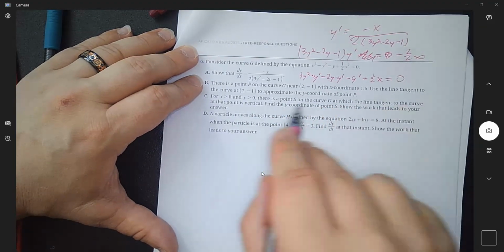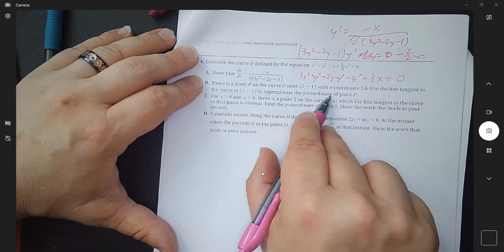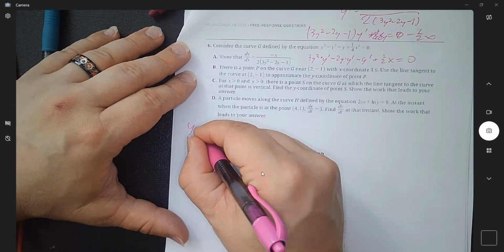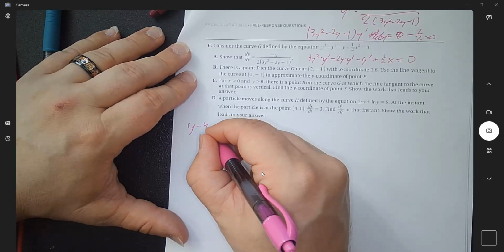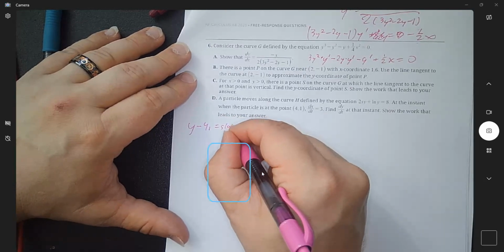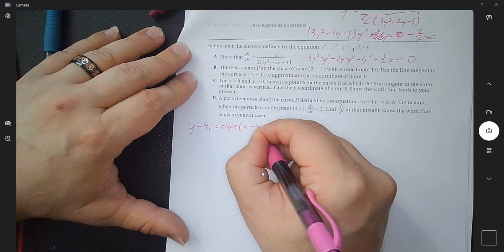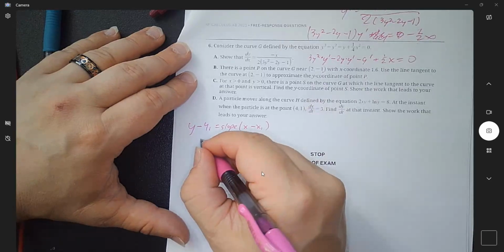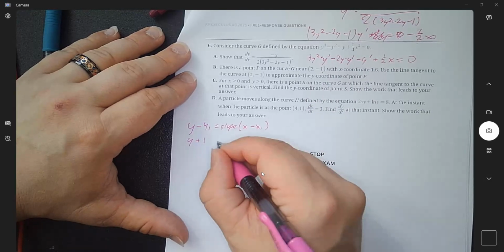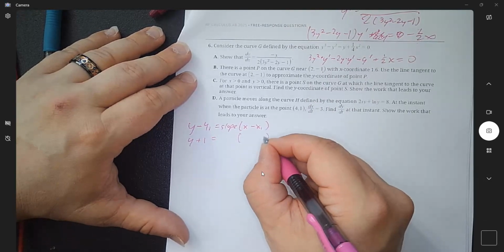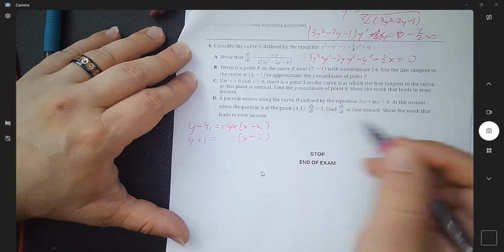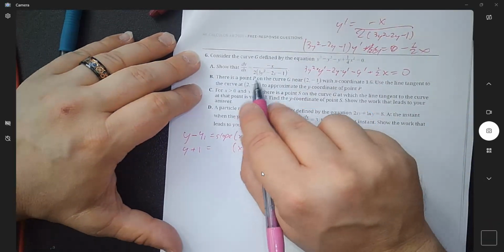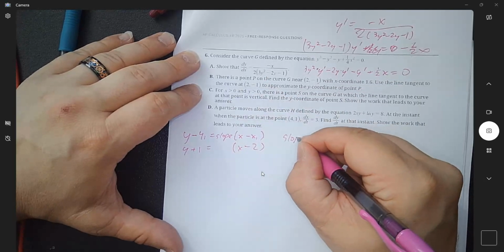Use a line tangent to the curve at (2, -1) to approximate the y coordinate of point P. The way this works, we're going to say y minus y1 equals slope times x minus x1. So y1 is -1, and then x1 is 2, and then now I need to get the slope. The slope I'm going to plug into here.